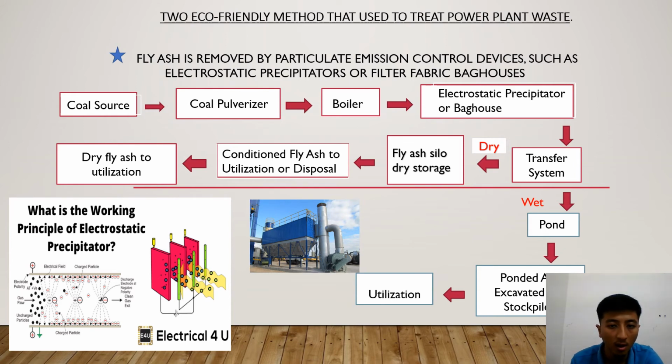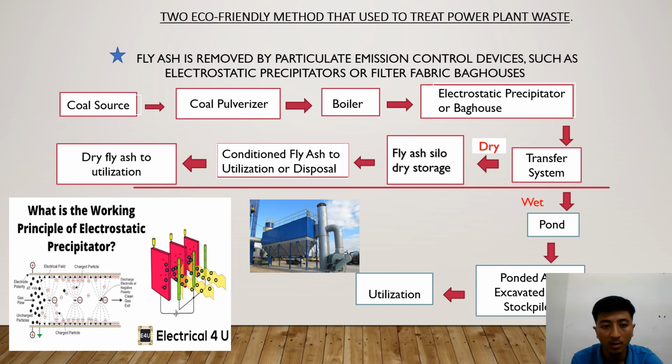The principle of electrical charge manifests itself in force between charged bodies. These lead to an important concept in the electrostatic precipitator: the electric field. The next is the transfer system. You can see there are two branches. I will talk about the first branch. It goes to fly ash in dry storage, and then to conditioned fly ash for utilization or disposal, and to dry fly ash for utilization.